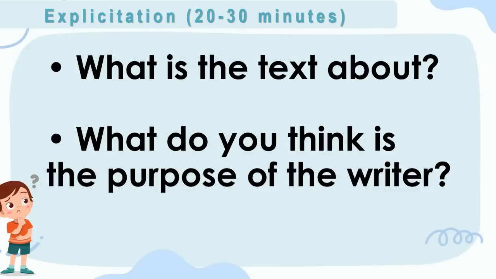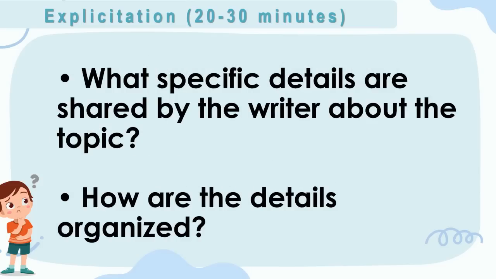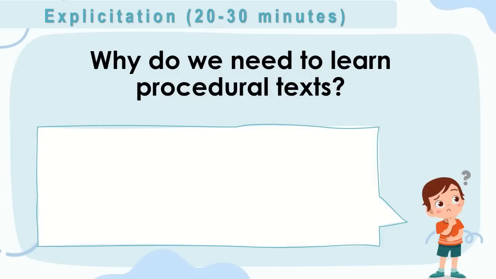What is the text about? What do you think is the purpose of the writer? What specific details are shared by the writer about the topic? How are the details organized? Why do we need to learn procedural text?